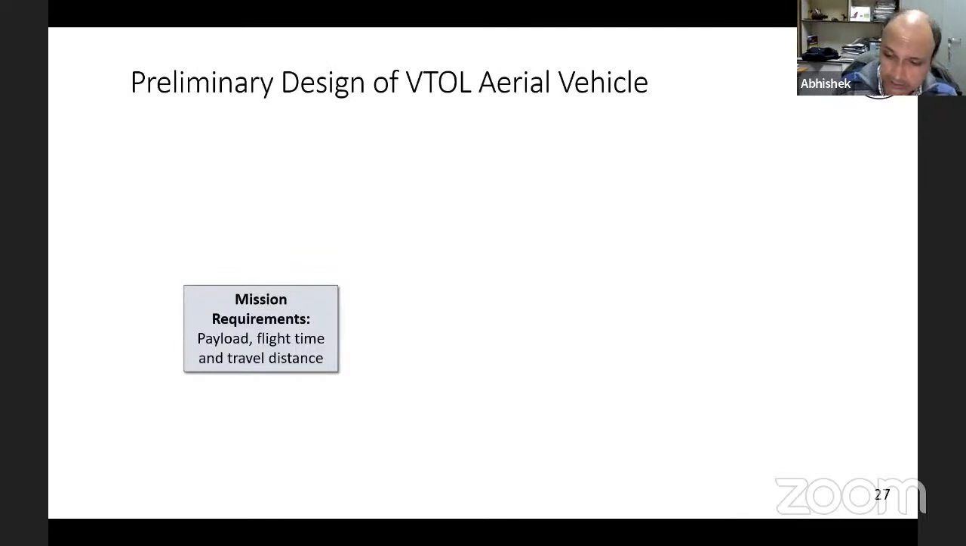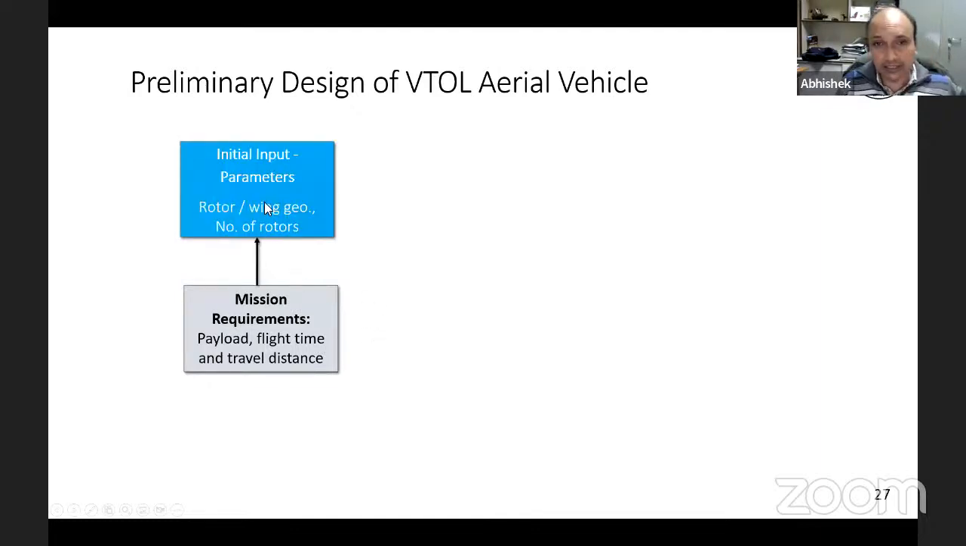Once you know the configuration, you have to make the key initial choices. Based on the configuration, these include whether it is a single wing design, a multi-rotor design, or a tandem wing design. Depending on that, you will decide the number of wings and geometry of the wing. You will decide the number of rotors you are going to have, whether you have separate rotors for takeoff and landing and separate rotors for propulsion. Depending on your configuration, all these choices have to be made.